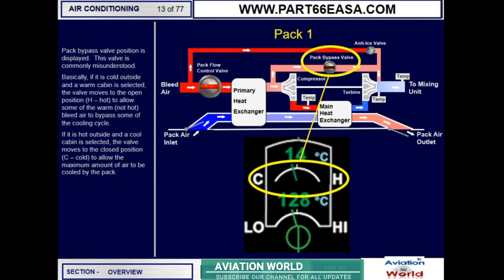Basically, if it is cold outside and a warm cabin is selected, the valve moves to the open position to allow some of the warm bleed air to bypass some of the cooling cycle. If it is hot outside and a cool cabin is selected, the valve moves to the closed position to allow the maximum amount of air to be cooled by the pack.